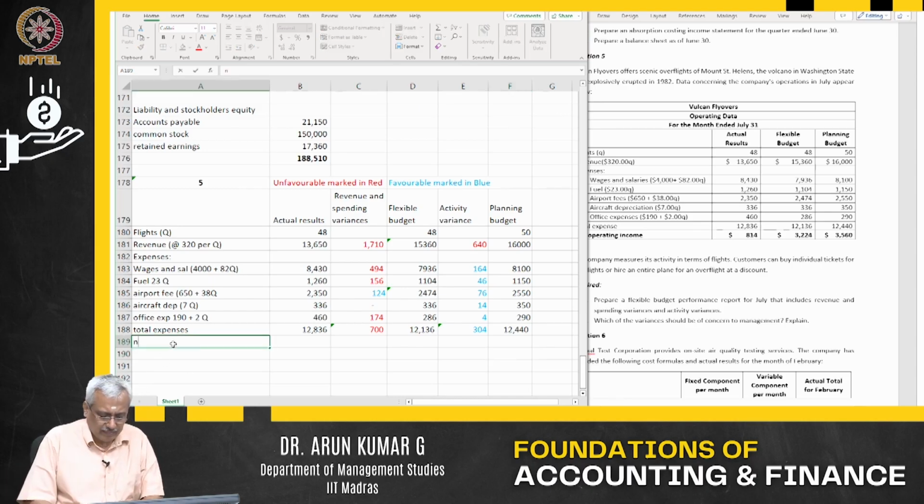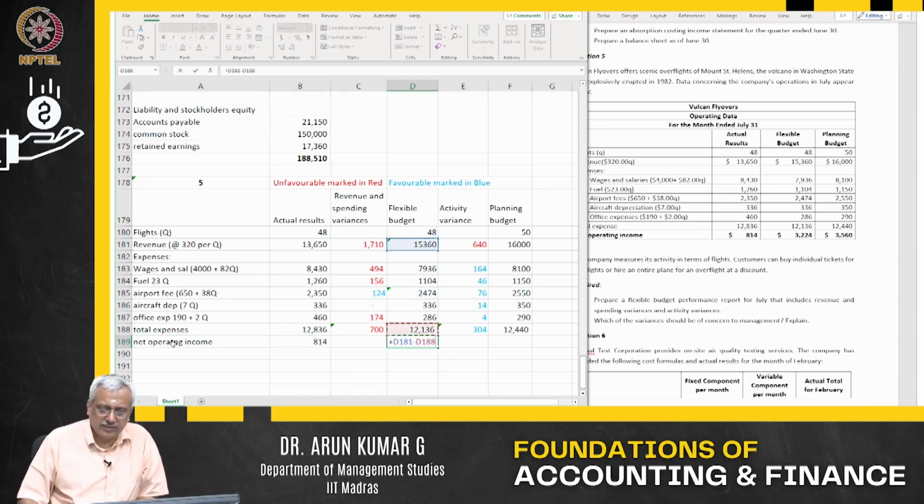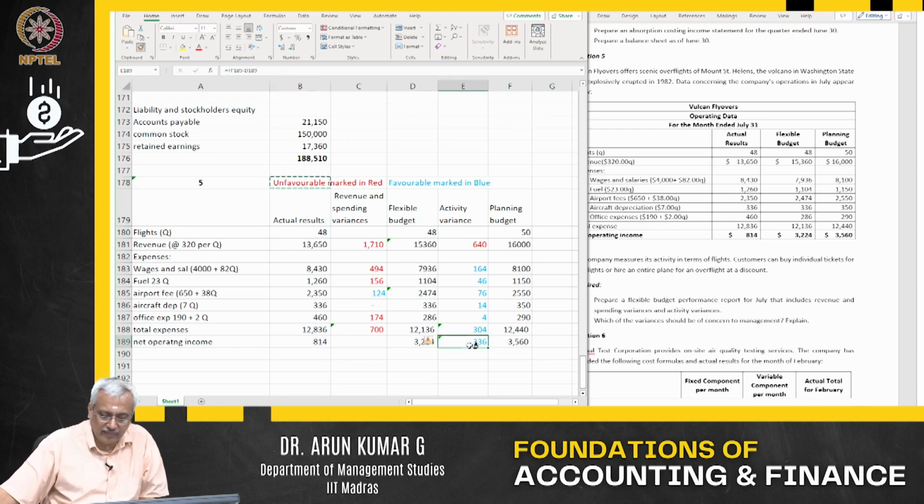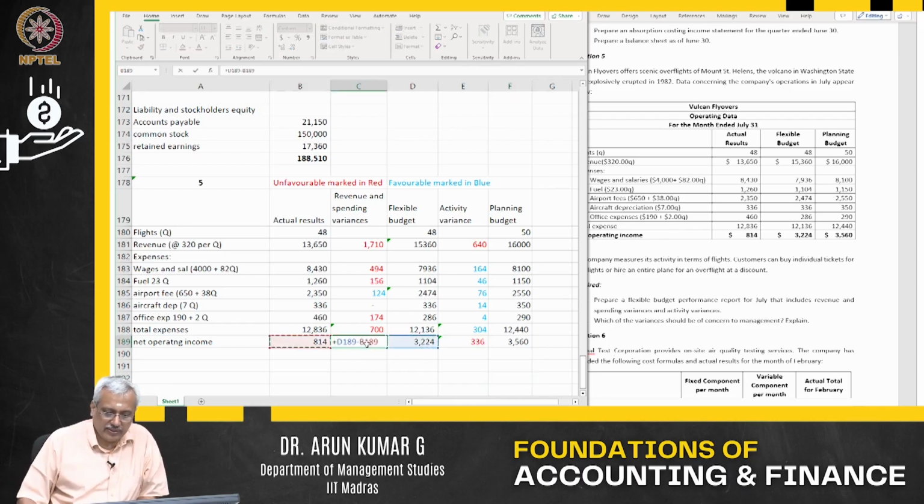What is my net operating income? My net operating income, actual 814. My ideal situation, this should be this. Actual, if you look at, this is what is happening. And in this particular case, my actual is my plan. This is what I should have ideally earned. In this particular case, this 3560, please note, this is unfavorable operating earnings. It's substantial, as you can see, unfavorable in this case.